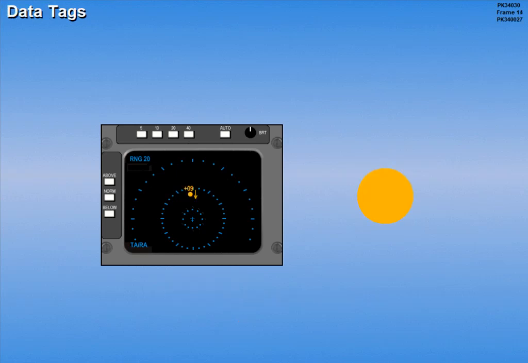Data tags are attached to each symbol to display relative altitude of the traffic when available. The relative altitude is presented as a 2-digit number indicating hundreds of feet. A plus or minus sign and placement of the information indicate if the traffic is above or below.